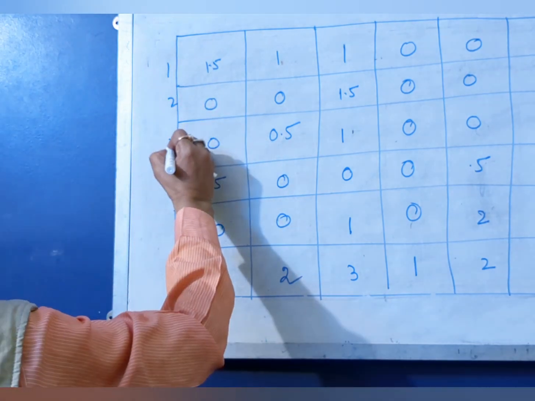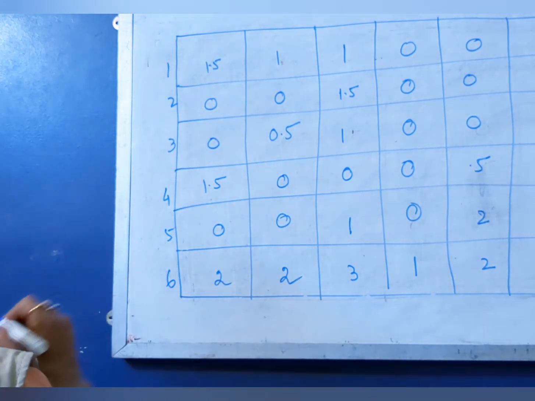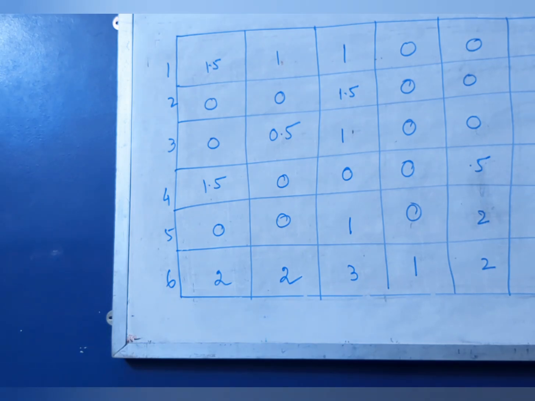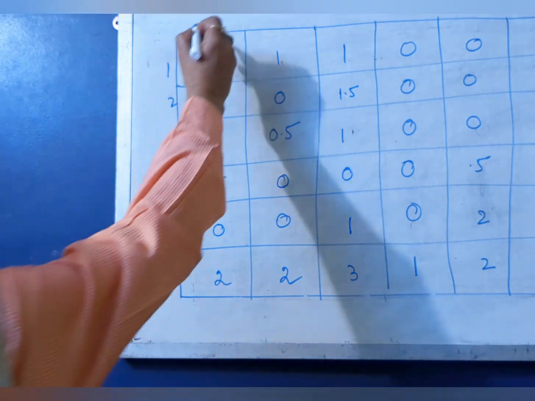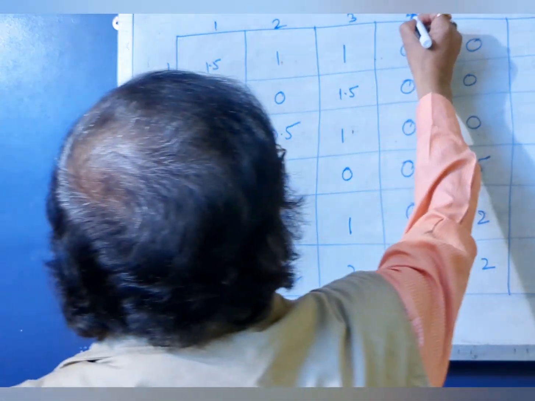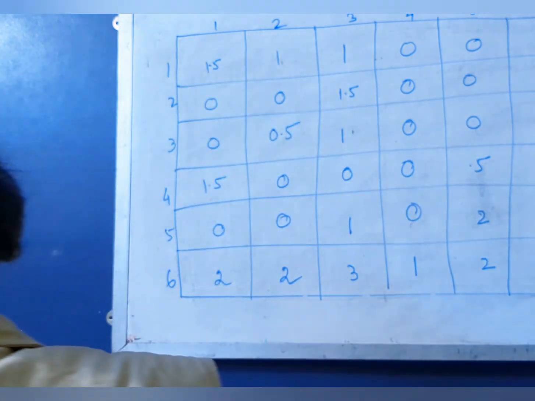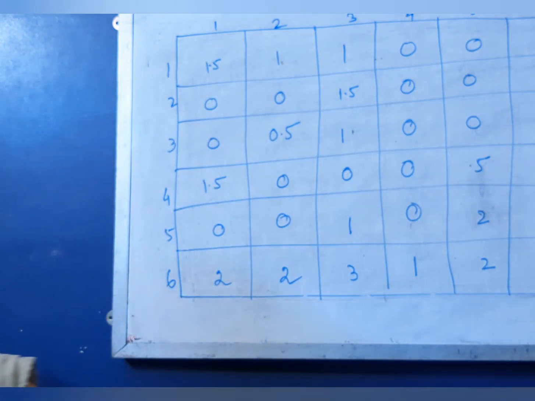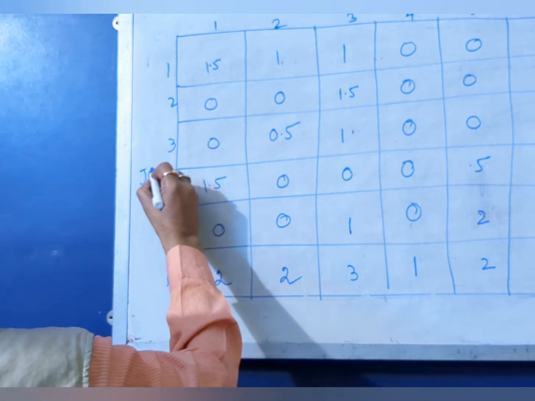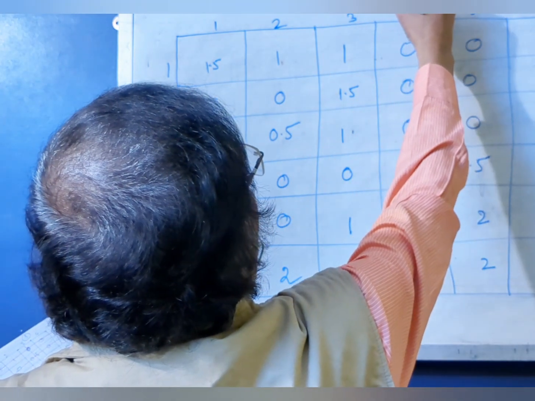Now, 1, 2, 3, 4, 5, 6. 2, 4, 5, 6. 1, 2, 4, 6. Suppose these are the jobs. These are the operators.